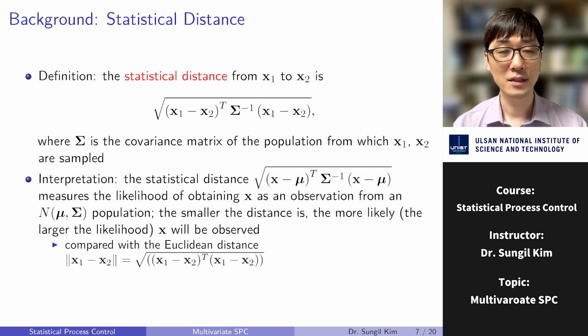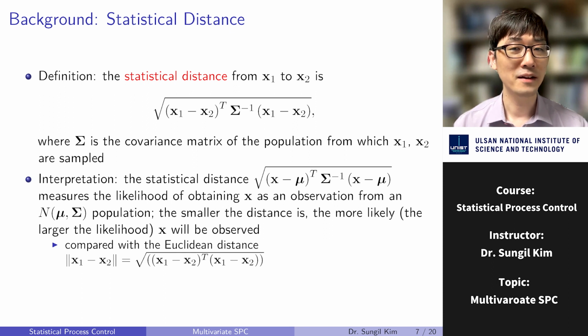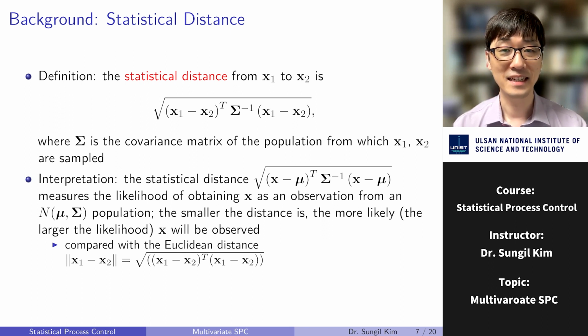The statistical distance from x1 to x2 is defined as the square root of the mean difference times the inverse matrix of the covariance matrix times the mean difference. The term looks familiar, right? Yes, this term is from the PDF of the multivariate normal. This statistical distance measures the likelihood of obtaining x as an observation from a population distribution. This distance can be compared with the well-known Euclidean distance.